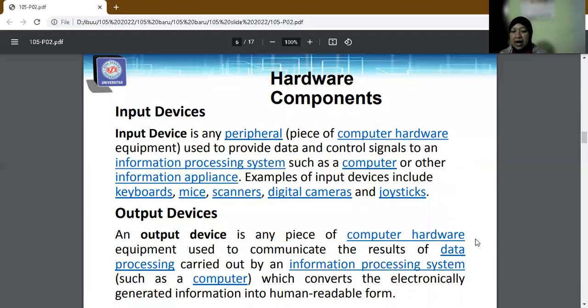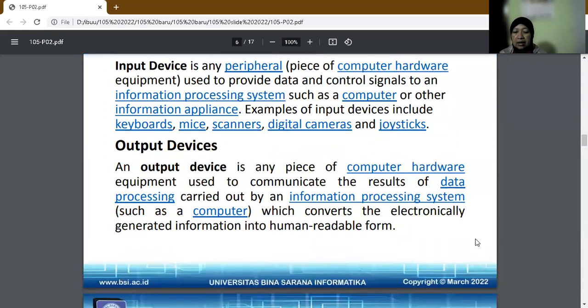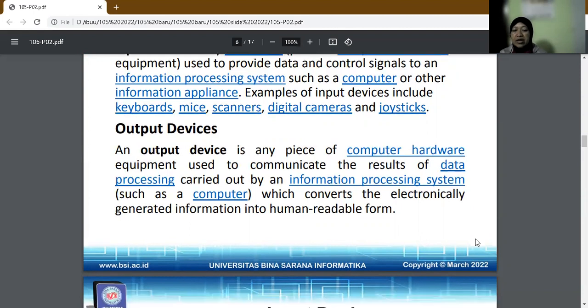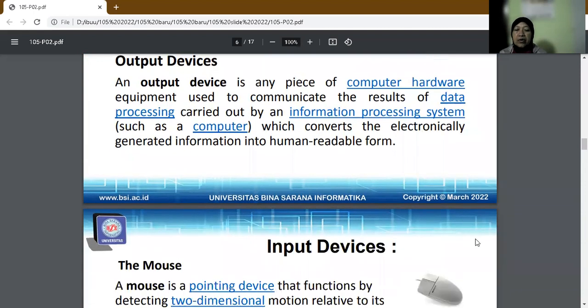And then output devices are the computer hardware equipment used to communicate the result of the data processing carried out by an information processing system such as a computer, which converts electronically generated information into human readable form.